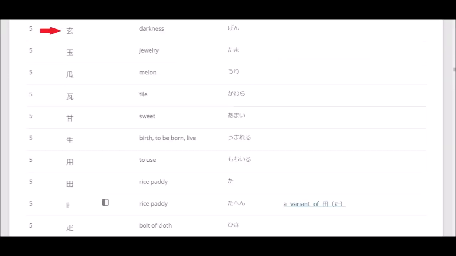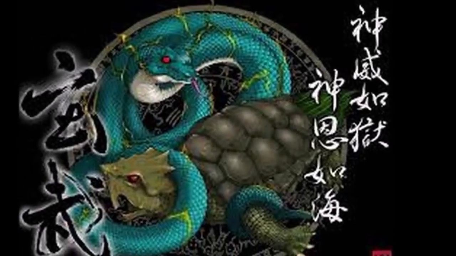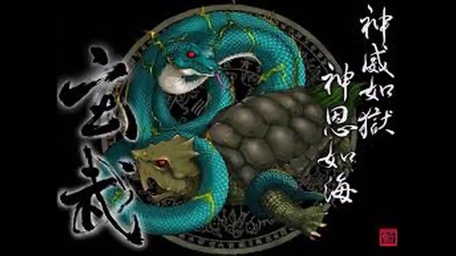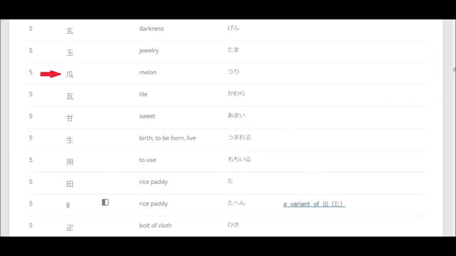On to 5 brush strokes. Gen, which is darkness, and it's also the gen in genbu, if you're familiar with Fushigi Yugi. Tama, which is jewelry. Uri, which is melon. Kawara, which is tile. Amai, which is sweet. Umareru, which is to be born, birth, live. Mochiru, to use. Ta, which is a rice patty. That's a very commonly used kanji on its own. You'll see it in a lot of surnames.